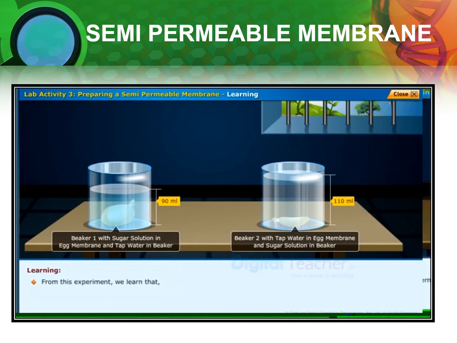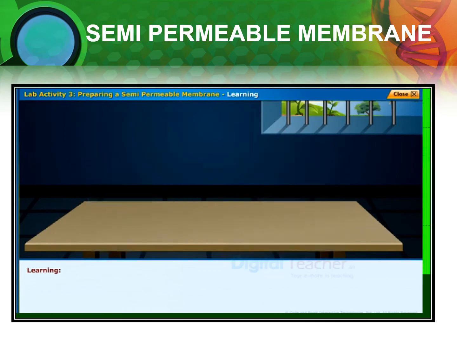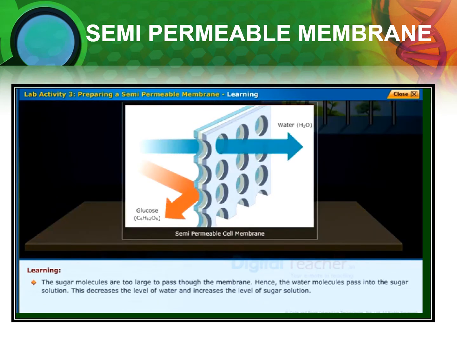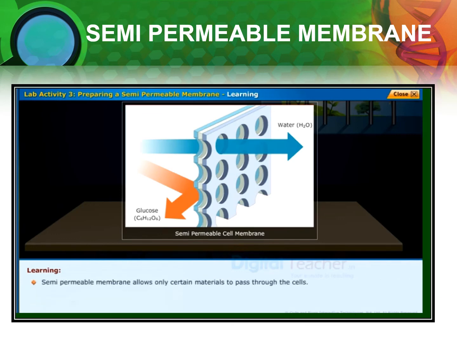From this experiment, we learned that the level of solutions of egg membrane or beaker is increasing only when they have the sugar solution in them. The sugar molecules are too large to pass through the membrane. Hence, the water molecules pass into the sugar solution. This decreases the level of water and increases the level of sugar solution. This increase of sugar solution is due to osmosis across the semi-permeable membrane. Semi-permeable membrane allows only certain materials to pass through the cells.